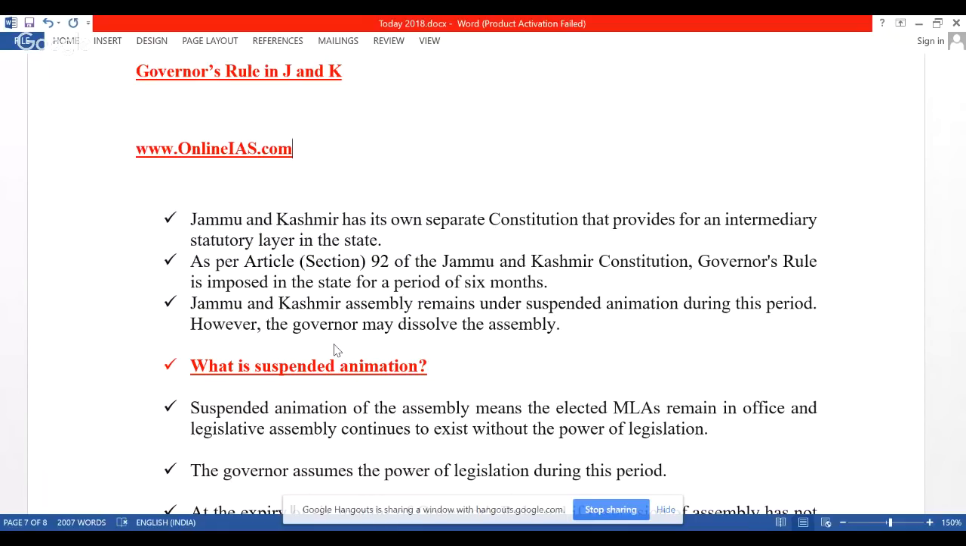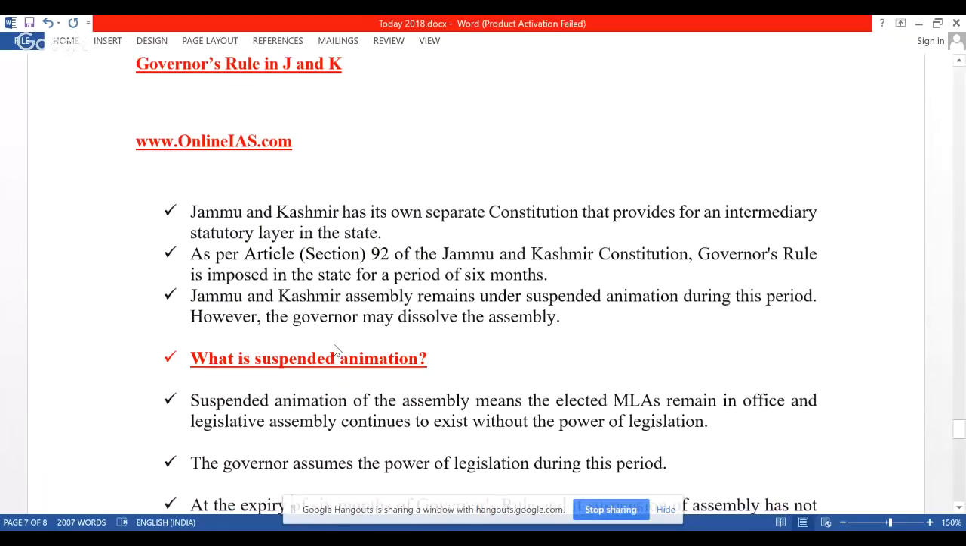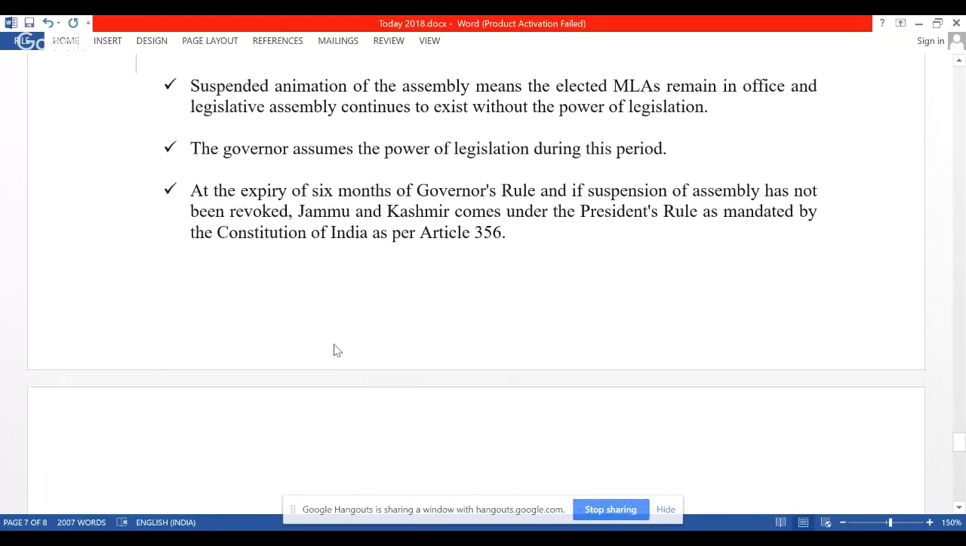Kindly remember, if the house is dissolved, elections will be conducted within 6 months, and the election commission will come into the picture. But if it is kept under suspended animation, then this governor's rule or the president's rule will continue for a period of time. Look at this. What is suspended animation? Suspended animation of the assembly means the elected MLAs, members of the legislative assembly, remain in office and the legislative assembly continues to exist without the power of legislation.